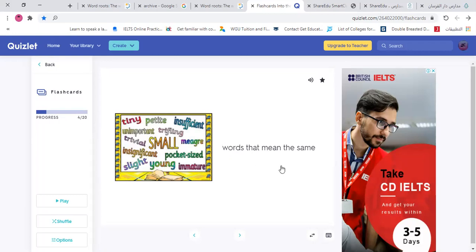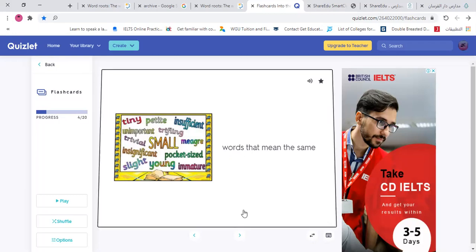Okay. If I say large, big, gigantic, all of these have the same meaning, which means big. Small, petite, tiny, they mean the same. So they are synonyms for each other. So synonym: two words or more that have the same meaning.